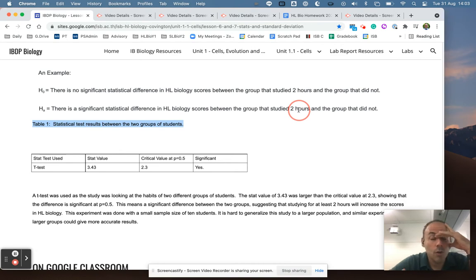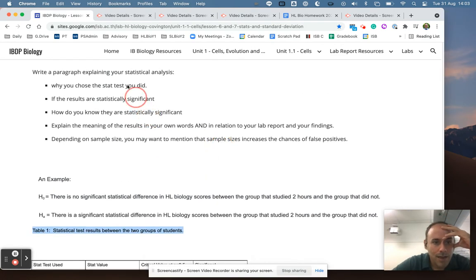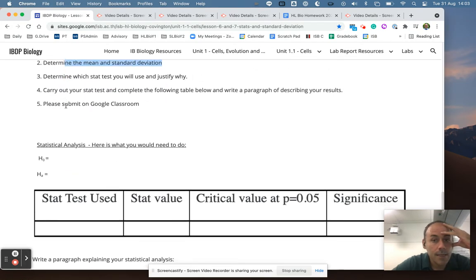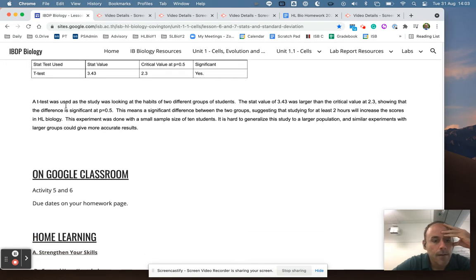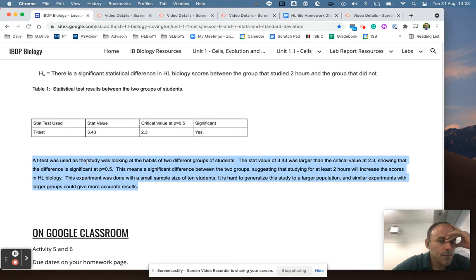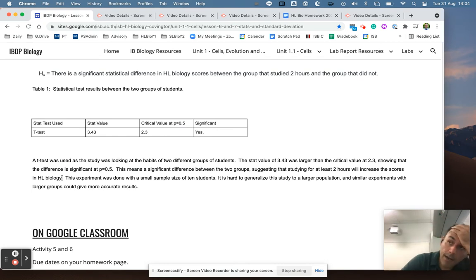It doesn't tell us which one's better. Maybe not studying is actually better, but that's where you would look at your standard deviation and your mean to figure that part out. And then here was an explanation. A t-test was used to study this, and I'm justifying that. Then I explained how I know that. This means there's a difference between those two groups, suggesting that 2 hours will increase the score in HL biology. I could have added that the average test score was higher for the group that studied 2 hours.